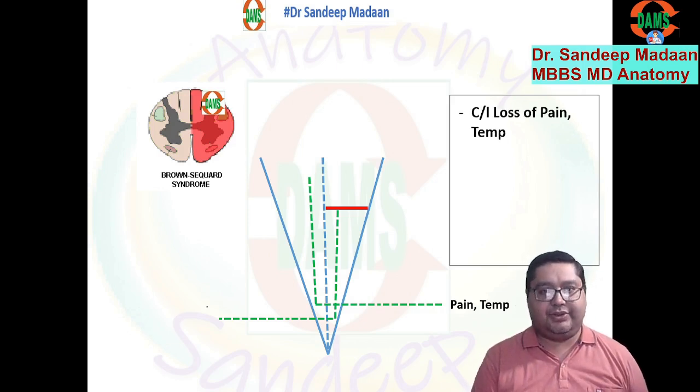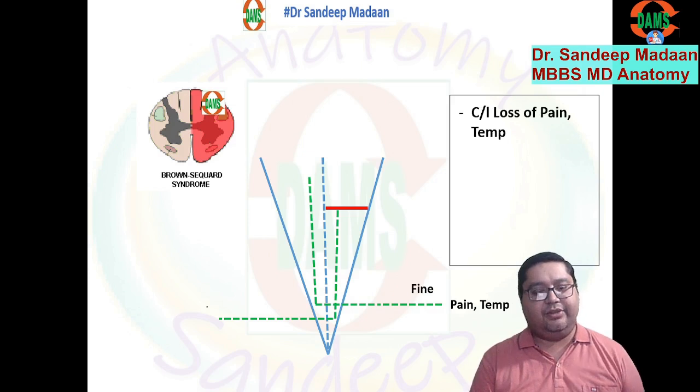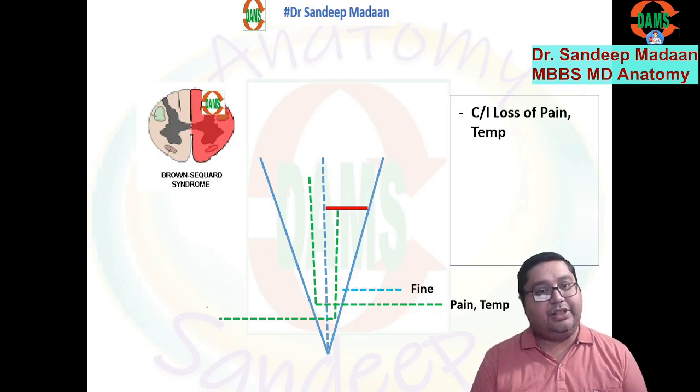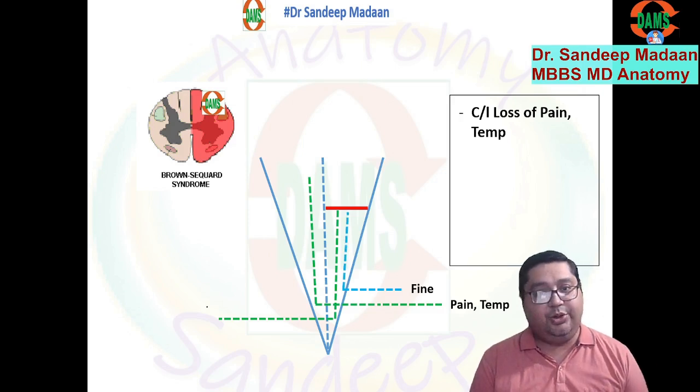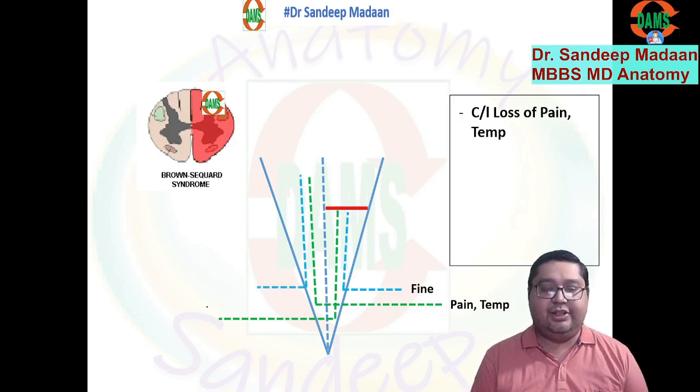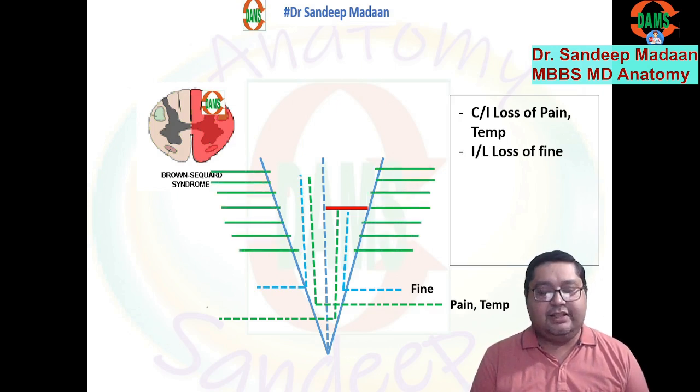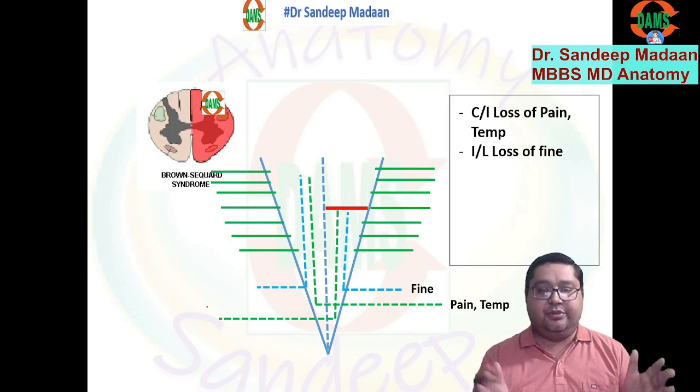So we'll make the box. Now fine sensation. When they enter, what will happen? They cross or move up? We know they will move up. Can they move up on this side? No. But opposite side? Yes. So where is the loss? Ipsilateral. And if I put these nerves, these are the spinal cord and the nerves will be spinal nerves.